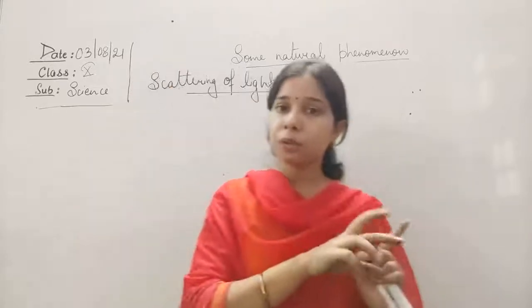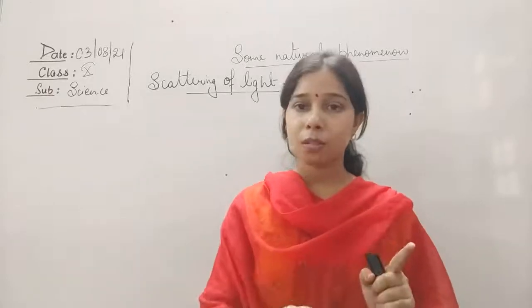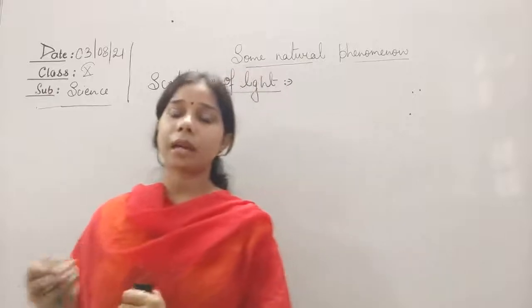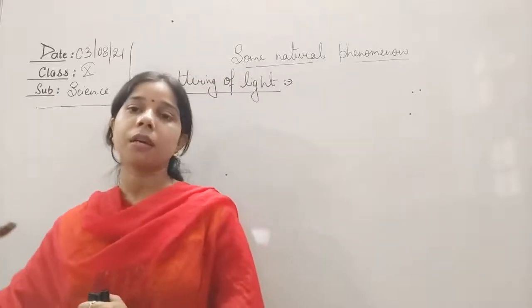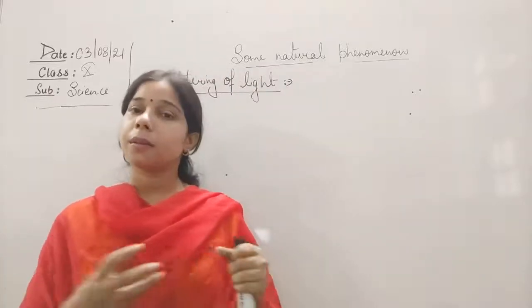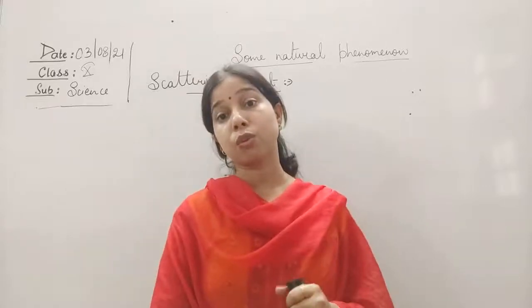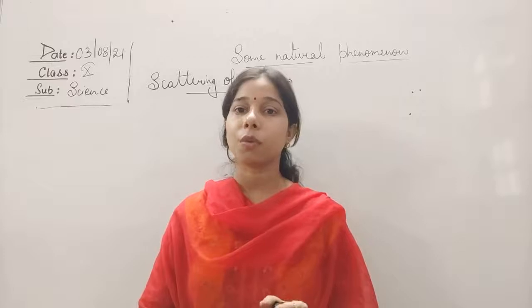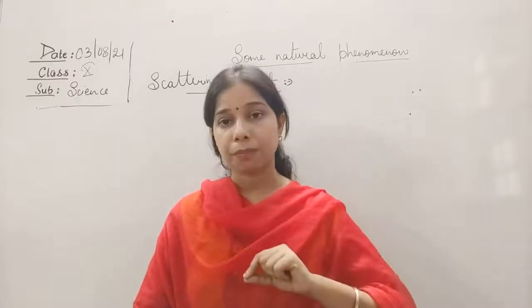Now although the scattering is done by all the atoms and the molecules, the intensity varies. And the intensity of the scattered light is inversely proportional to the fourth power of the wavelength if the size of the atoms or molecules is smaller.